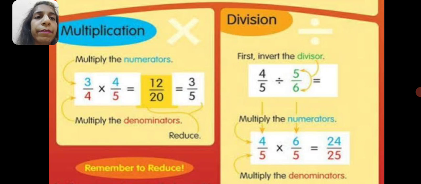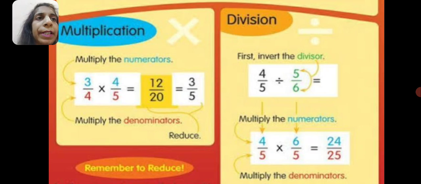If it can be reduced, then you have to reduce the fraction to the smallest number. So 4 threes are 12 and 4 fives are 20. Therefore we will be getting 3 by 5 as the required fraction. Remember, you have to reduce it to the smallest number possible. Next, look at the next column.